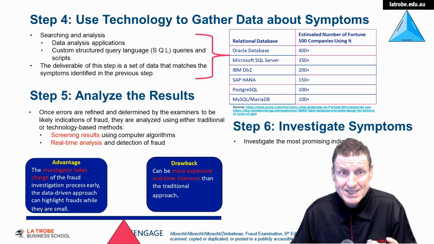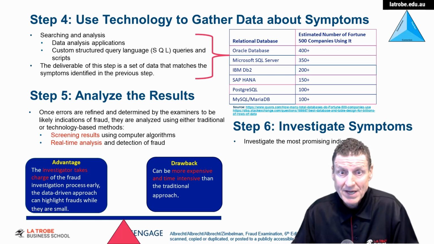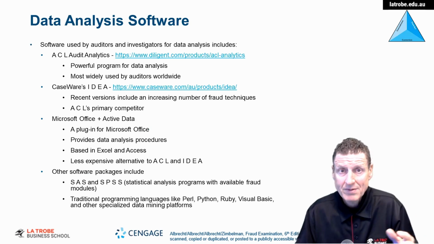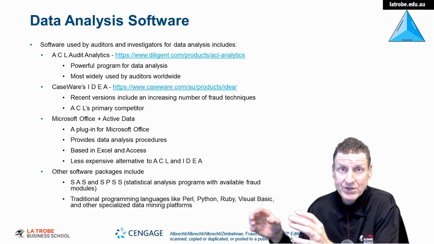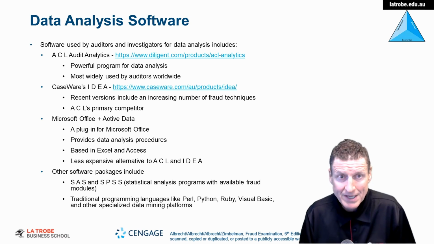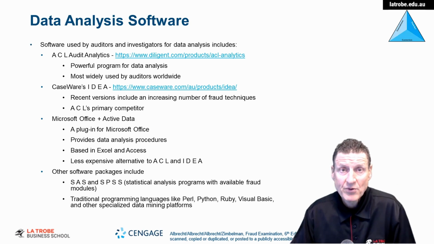All right. We're analyzing the results. We can screen the results using computer algorithms and real-time analysis, of course. We can use the data analysis software. And what I'm going to show you in part 2 is how we can use AI. Since all of us have access to AI, it's much easier than trying to get access to any of these programs. But just be aware, here are the links to a very popular one, the ACL Audit Analytics and Caseware's IDEA. These are 2 powerful software programs in the marketplace today.